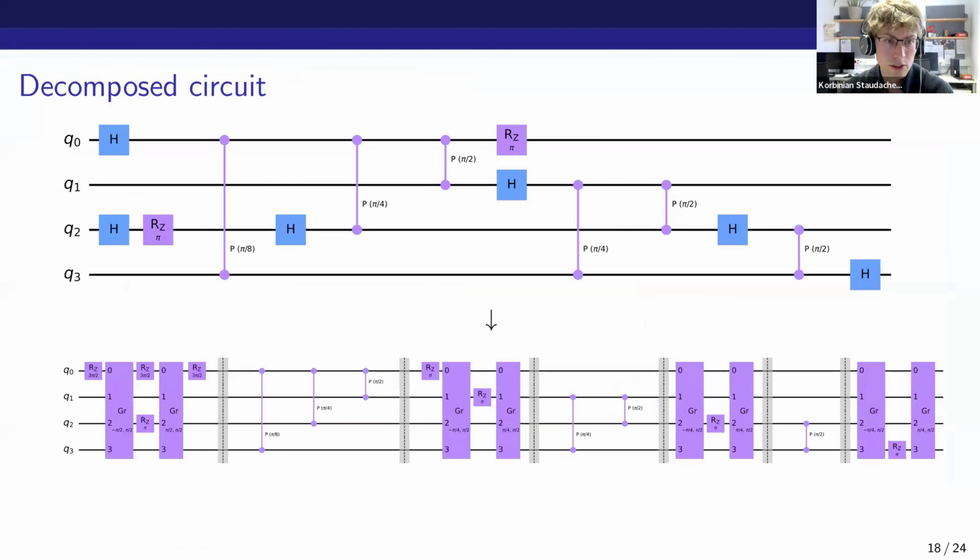Okay, so if we do this on one of our circuits, it basically looks like this. We go through the gates here, and we put them in layers, alternating single qubit and two qubit or multi-qubit layers, and we decompose the single qubit layers into RZ and global rotations.